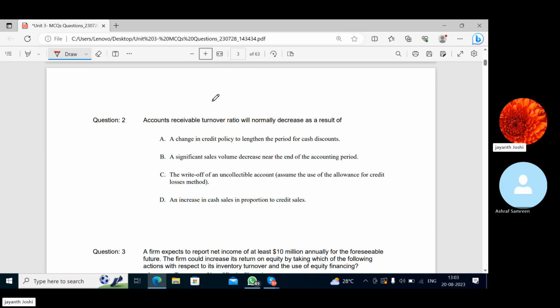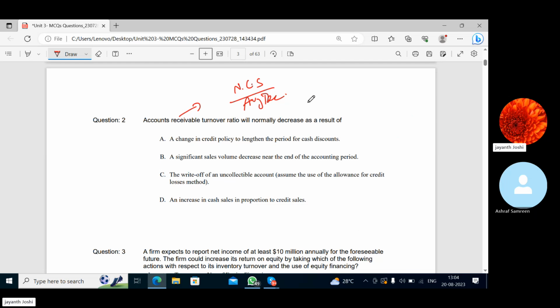First of all, what is the formula for account receivable turnover ratio? Net credit sales by average receivables. So they are saying changing credit policy to lengthen the period for cash discounts. If you lengthen the discount period, that means you are giving more time for them to make the payments, right?